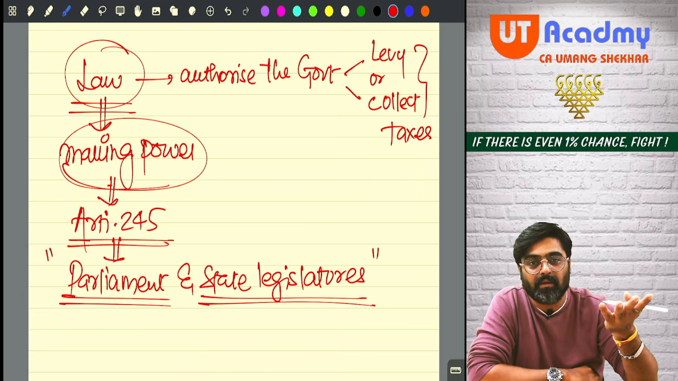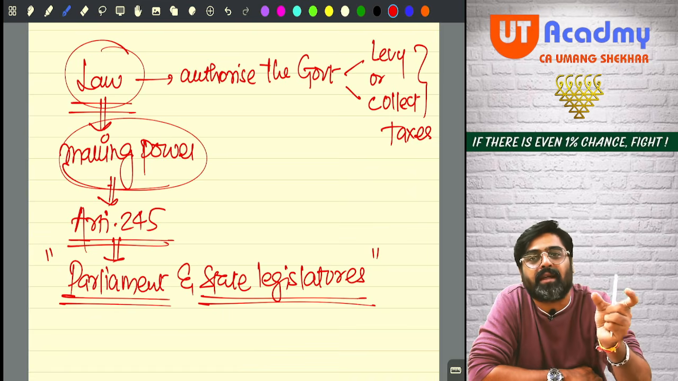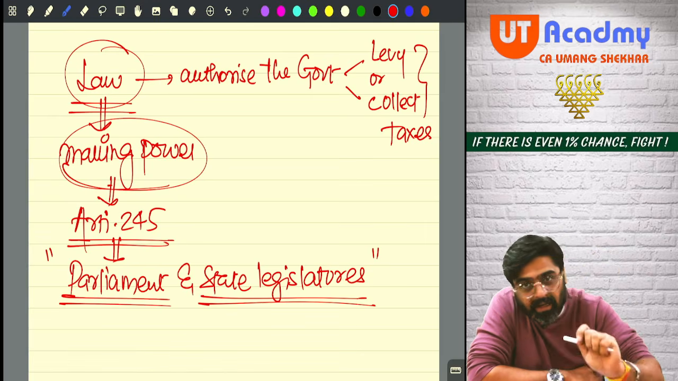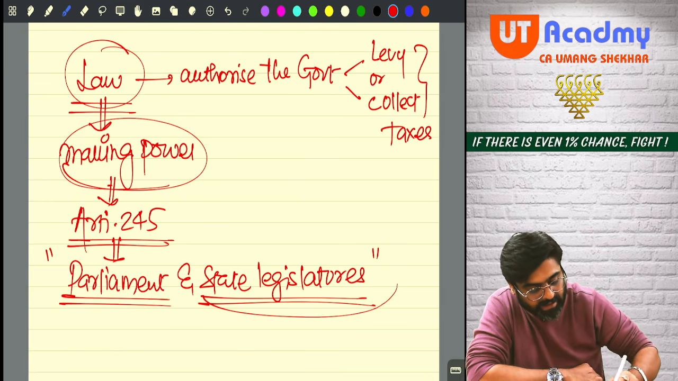But if some law is specifically required for the state territory, then to make that law for the territory of the state, the power to make that law is given to the state legislatures.